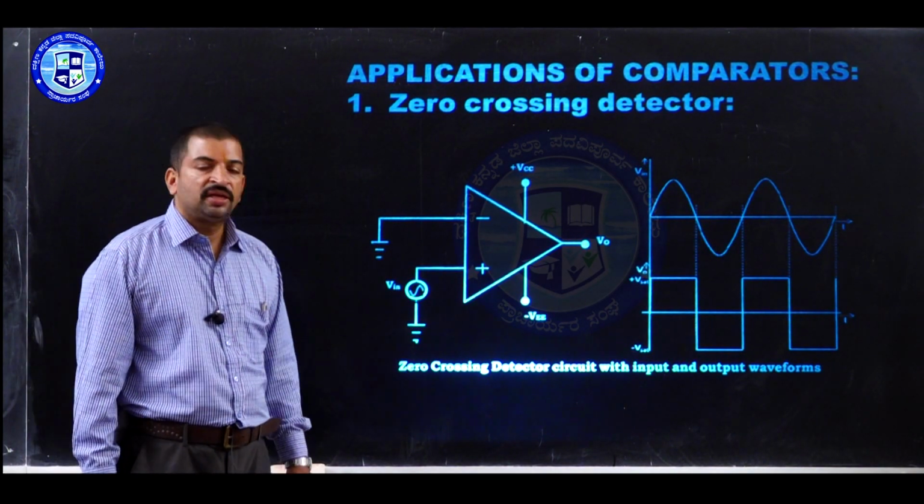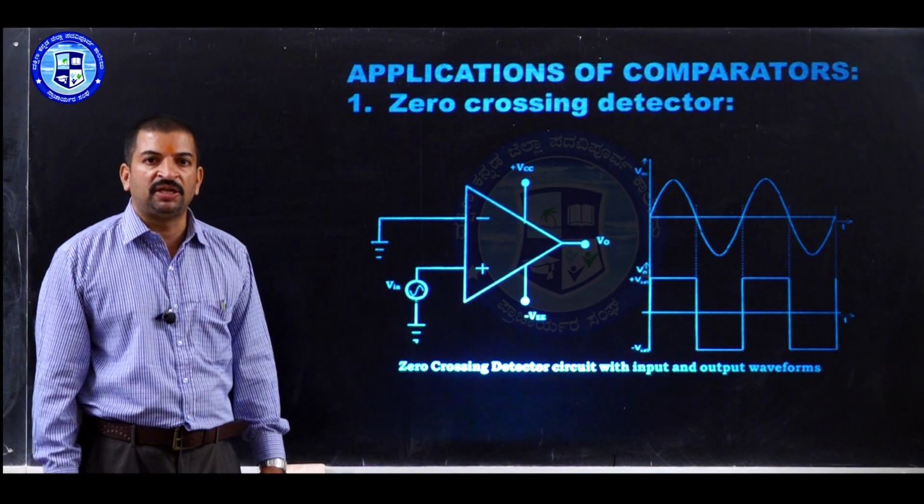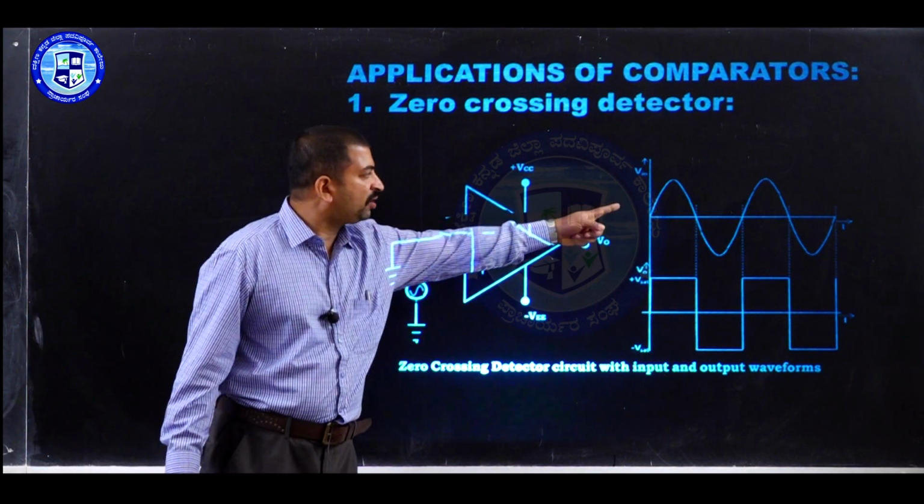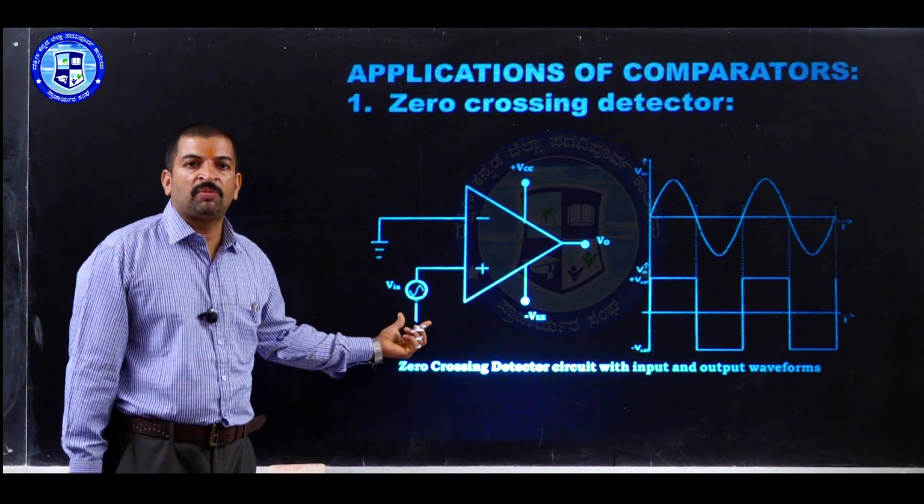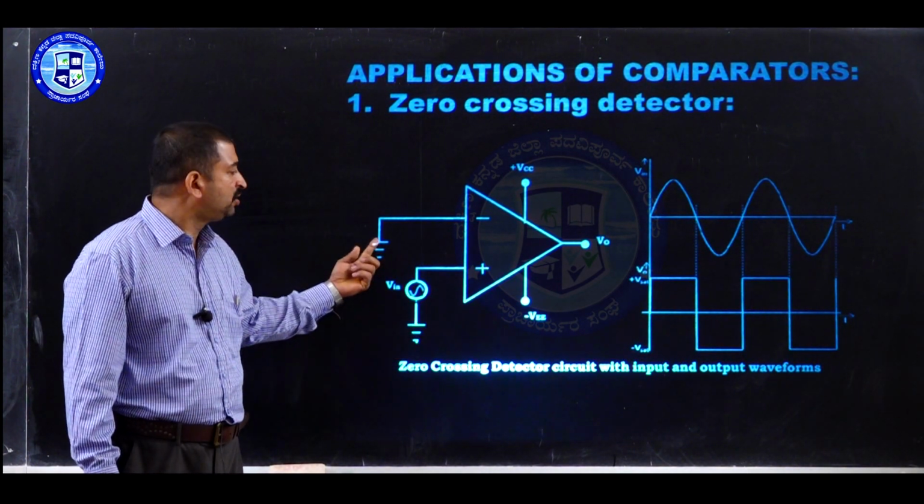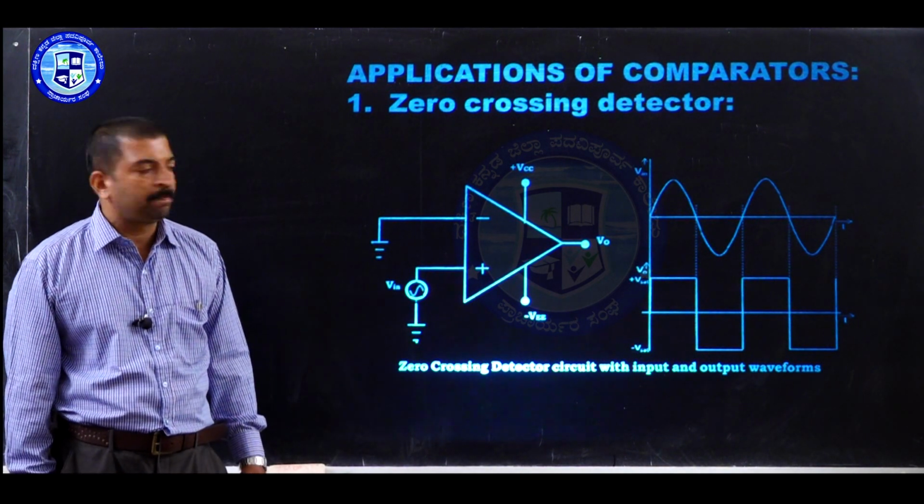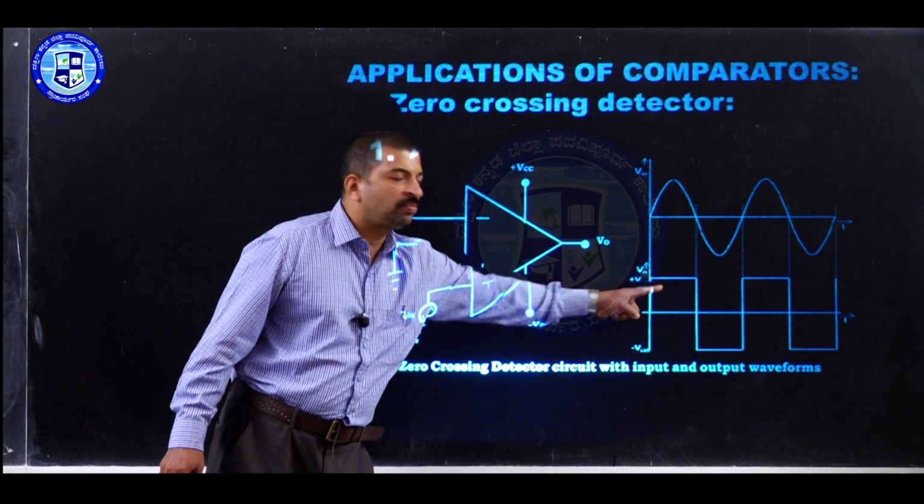Let us consider the positive half cycle of the input signal. When the positive half cycle of the input signal is applied, voltage across a non-inverting input terminal becomes greater than the voltage across the inverting terminal. Therefore, the output voltage becomes positive.